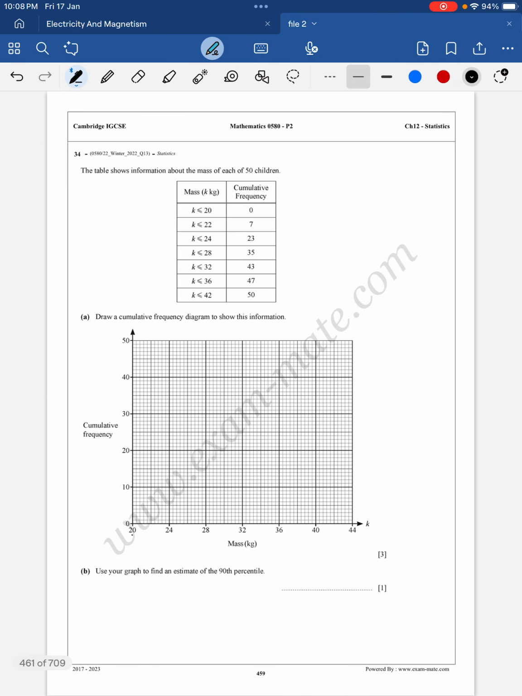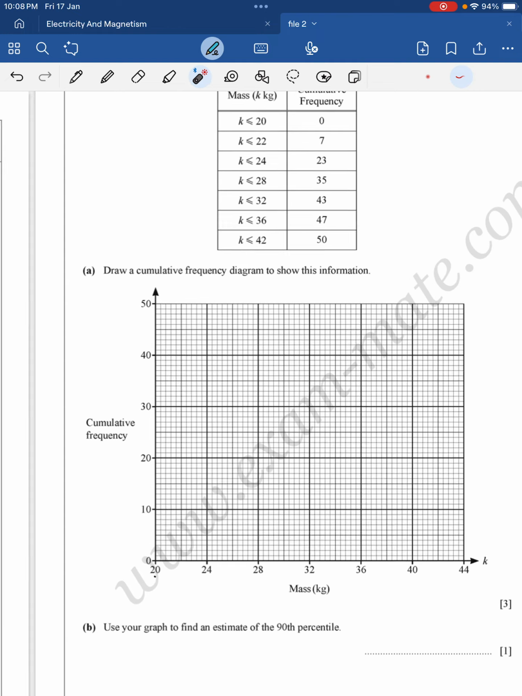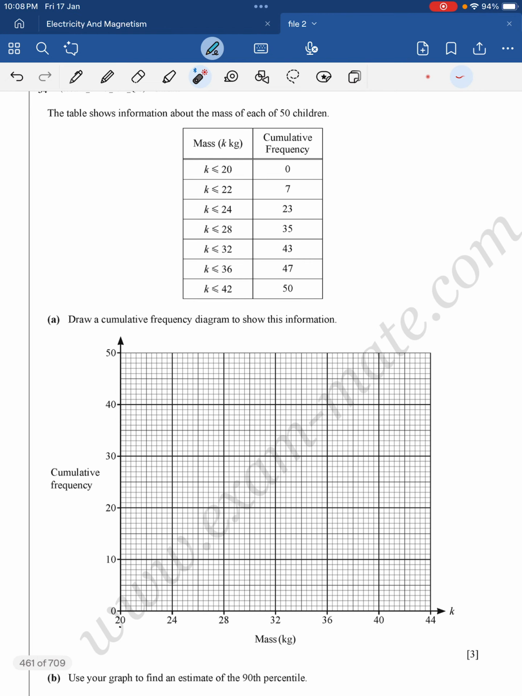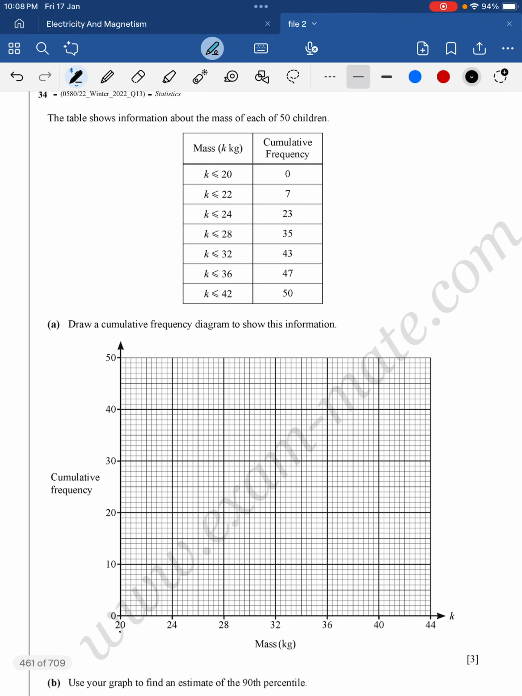Question number 34. The table shows information about the mass of each of 50 children. We have 50 children, frequency, cumulative frequency given. Draw a cumulative frequency diagram to show this information. So we just need to plot these points and then make a curve for the cumulative frequency diagram.